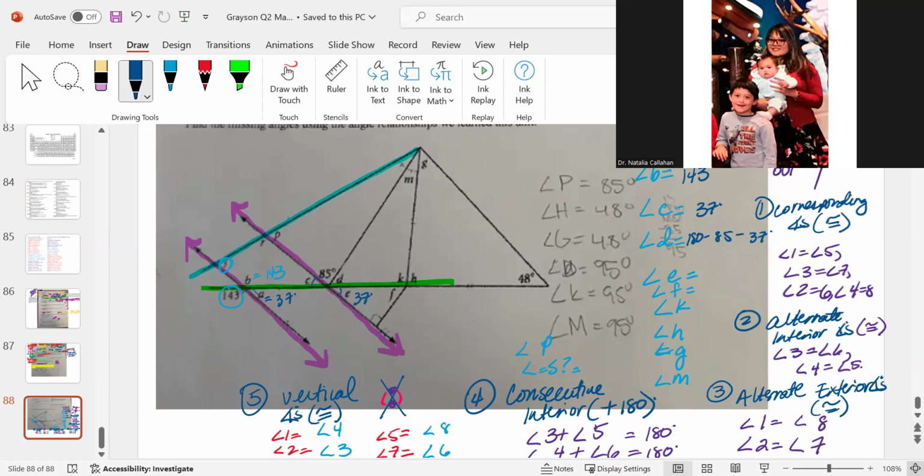And there's another straight line. There are 3 angles that make a straight line. You see the 3 angles? 37. Yeah, you need to make sure you have that too. Which gives you what?